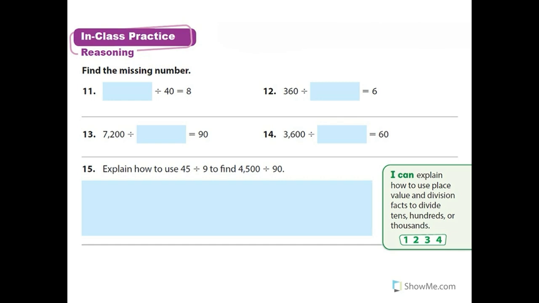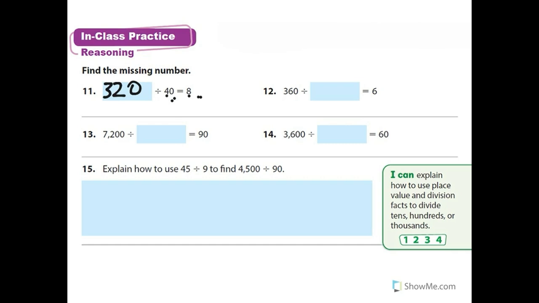All right, well, number 11 wants us to find the missing number, and it wants to know something divided by 40 equals 8. Well, if I do it the opposite, I can do 8 times 4 is 32. Well, some number of zeros minus 1 is 0, so I know that 1 minus 1 is 0. All right? Try out number 12, and then we'll go over it.